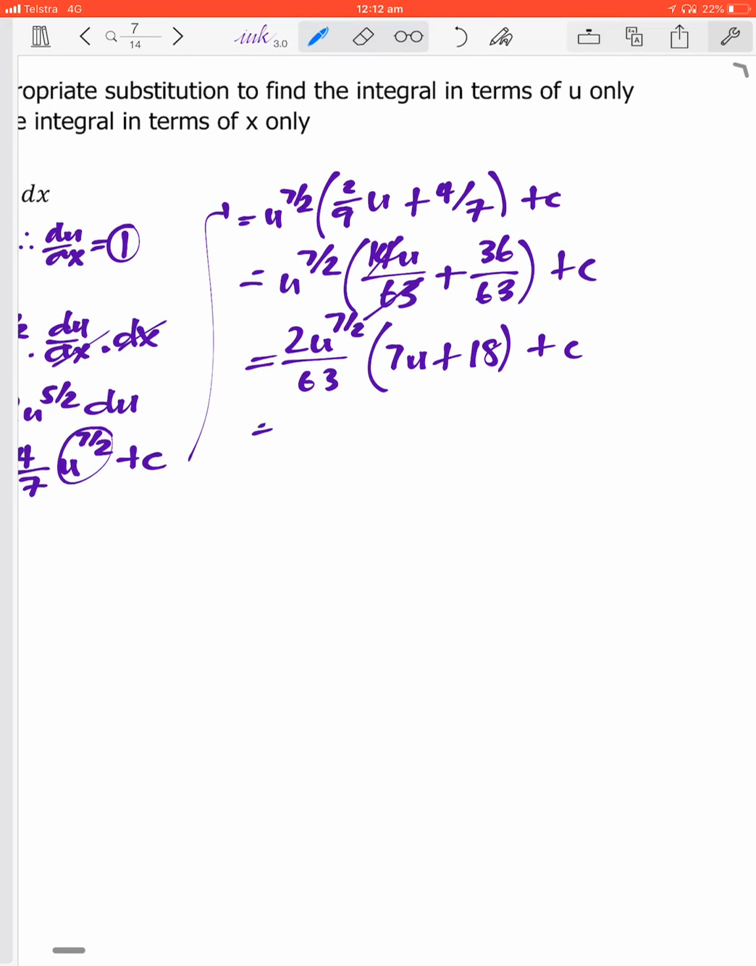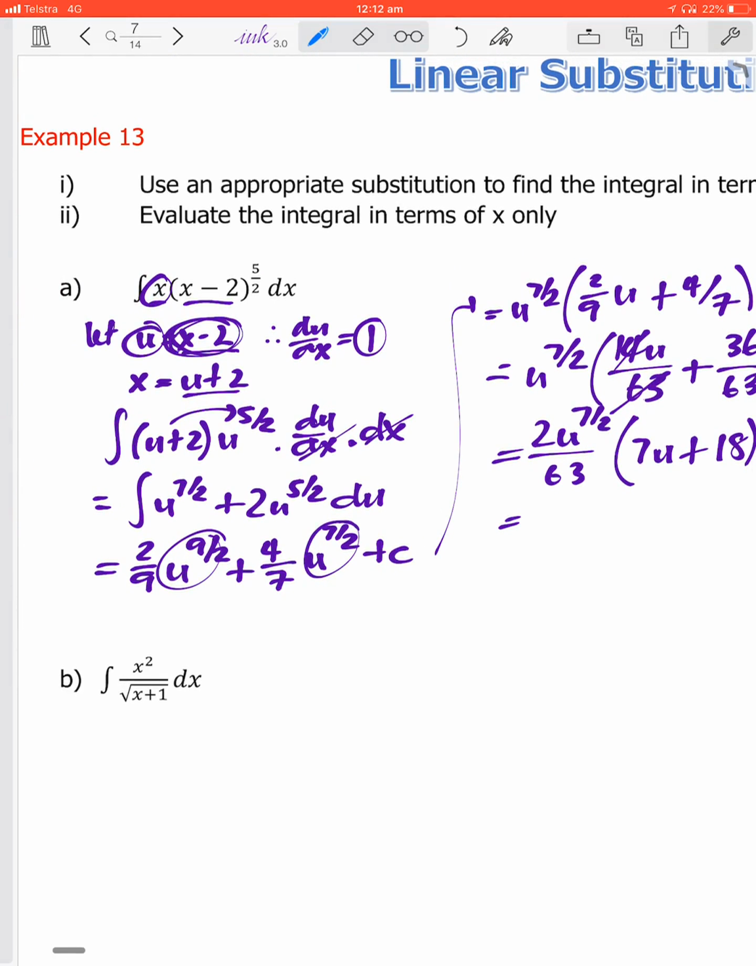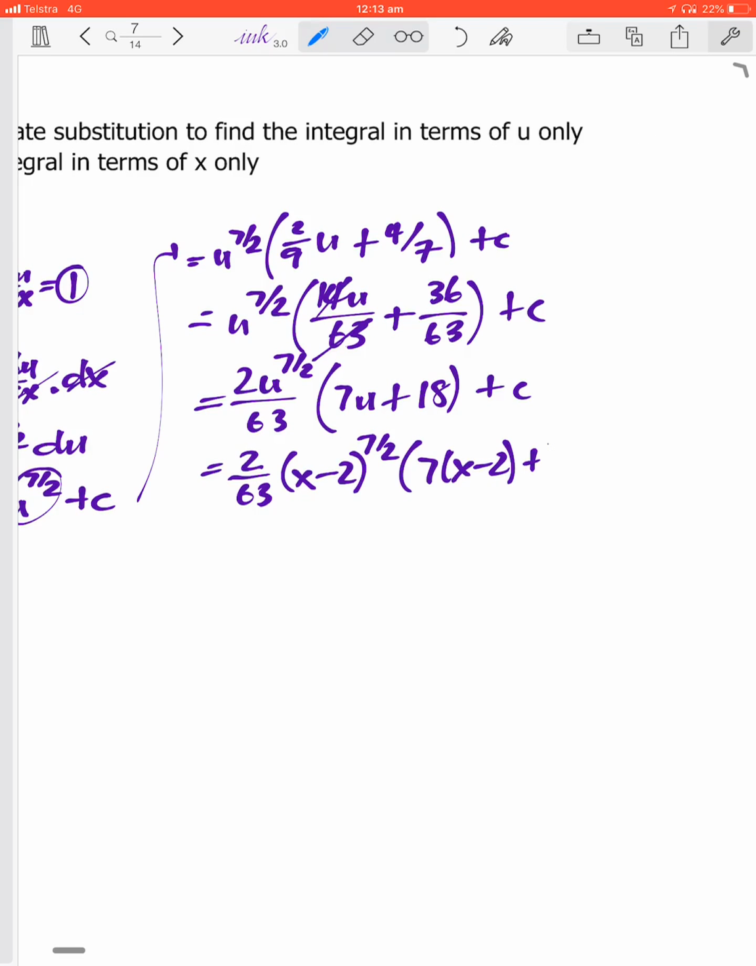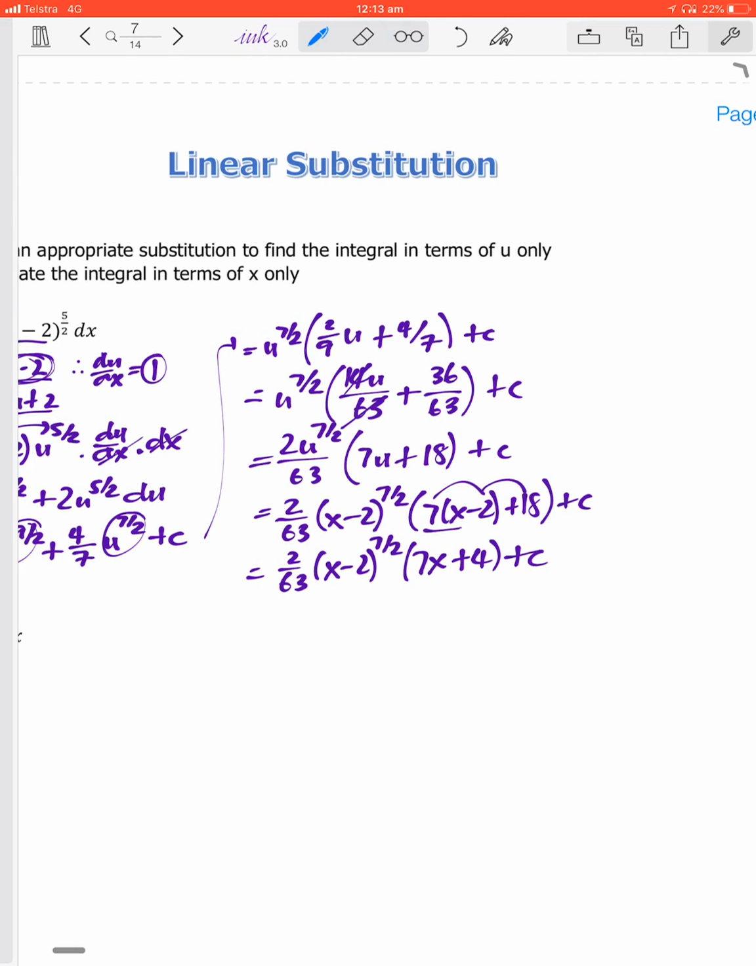But we know u is x minus 2. So I say 2 on 63, x minus 2 to the 7 on 2, 7 times x minus 2 plus 18, plus c. And of course, 2 on 63, x minus 2 to the 7 on 2, I've got 7x, minus 14 plus 18, which is plus 4, and then plus c. So that's our antiderivative.